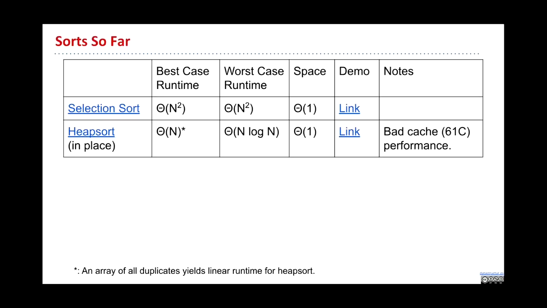Yeah. So basically, in the best case runtime, how is it n squared? Why is selection sort's best case n squared? Because you have to always go through all the items every time. Selection sort, if you look at the code, it literally goes through every item each time.